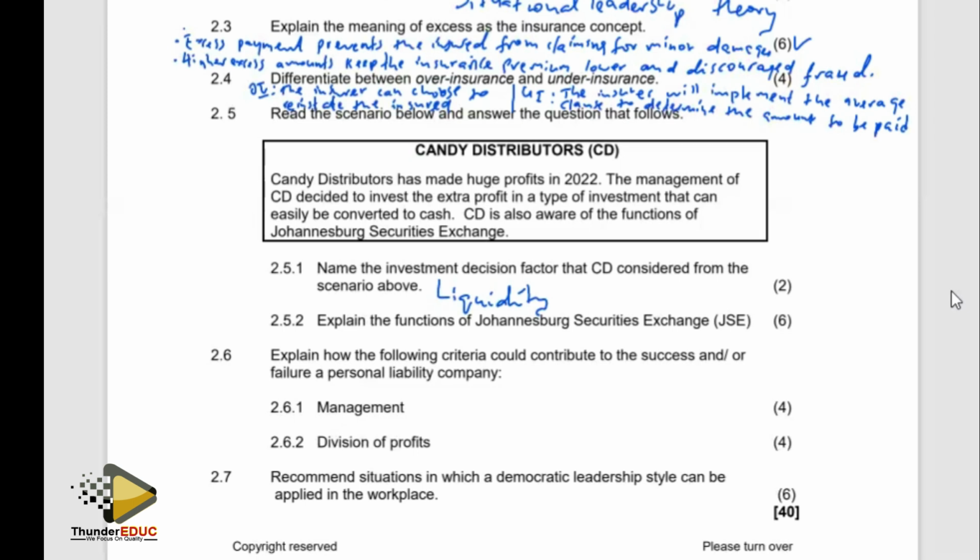2.5.2 reads as follows. Explain the functions of the Johannesburg Security Exchange. So now one of the functions of the Johannesburg Security Exchange is to facilitate electronic trading of shares, as well as enhance job creation and increase economic growth. Also, it serves as a barometer or indicator of economic conditions in South Africa. It also acts as a link between investors and public companies. Also, shares are valued and assessed by experts. It provides an orderly market for securities and serves as a disciplined market for securities.